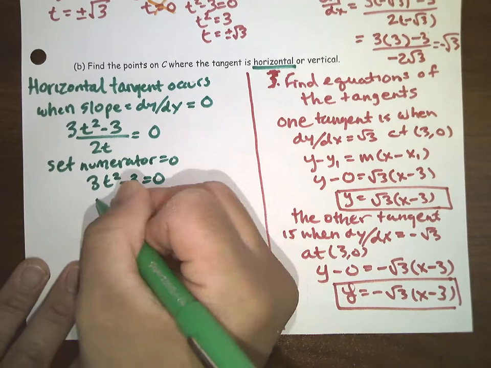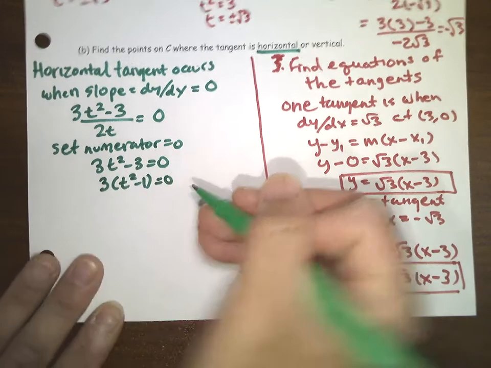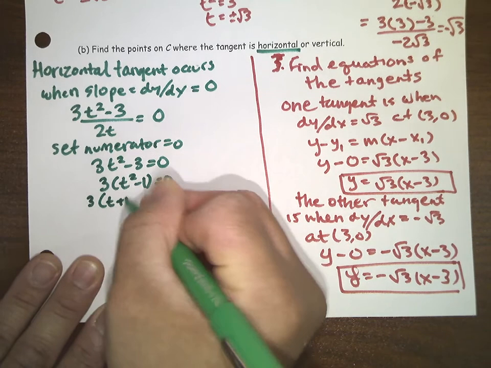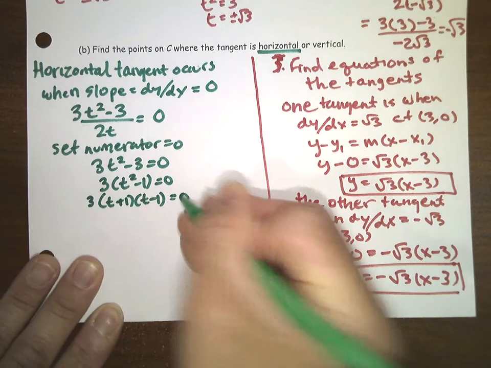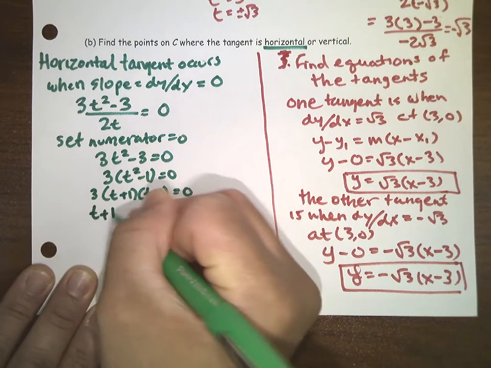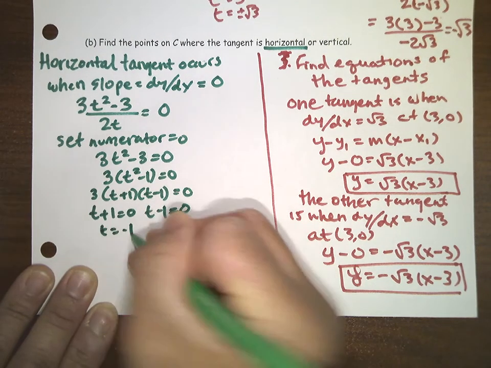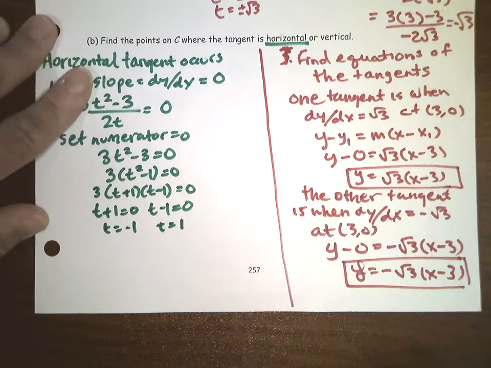And then I'll factor out the 3. 3 times (t squared minus 1) is equal to 0. So 3 times (t plus 1)(t minus 1) equals 0. Then I divide by 3. So I just have t plus 1 equals 0, t minus 1 equals 0. So t could be negative 1 or t could be 1.